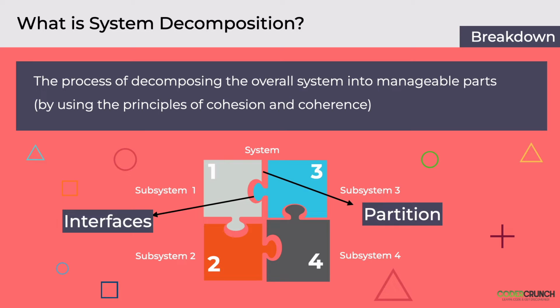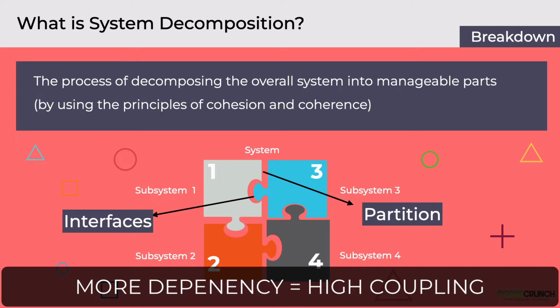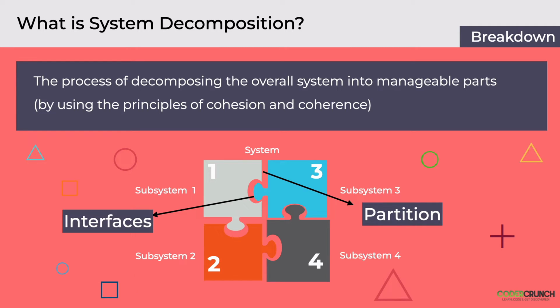The degree of dependency is referred to as coupling. The more the dependency, the stronger the coupling, and vice versa. So, what are cohesion and coherence? These are the 2 concepts that would help us decompose a system in a more manageable and meaningful way. We will cover both of these concepts in our subsequent videos.